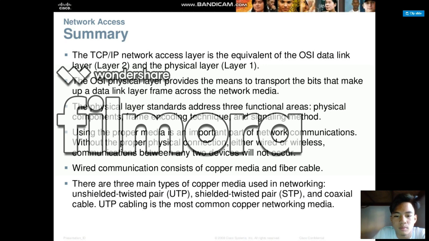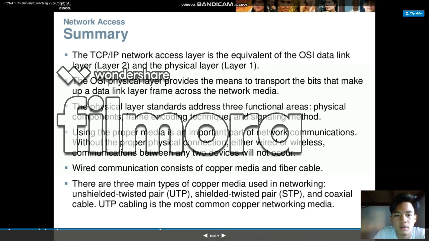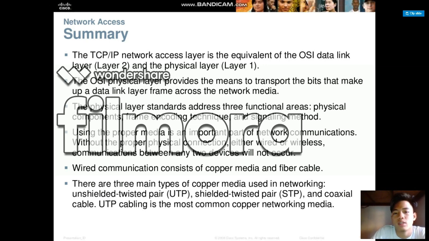Today we're going to talk about the summary of chapter 4, network access. What we have here are different sentences mainly composed of the important details that we have tackled in chapter 4. First, the TCP/IP network access layer is the equivalent of the OSI data link layer, or layer 2, and the physical layer, layer 1.